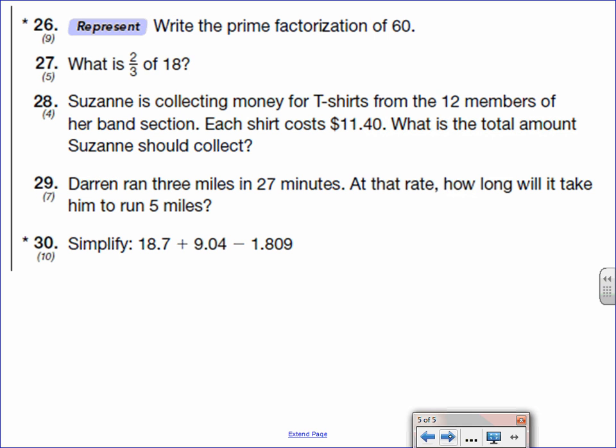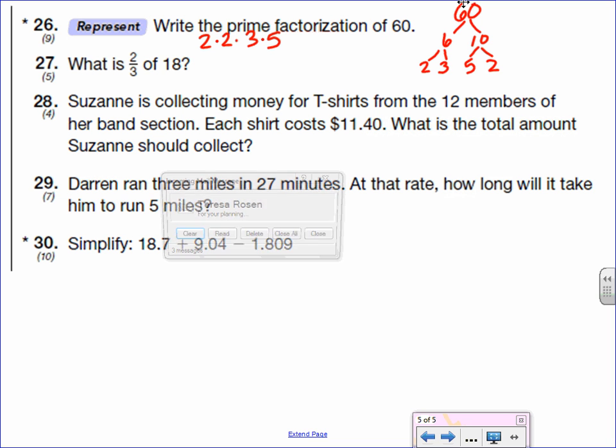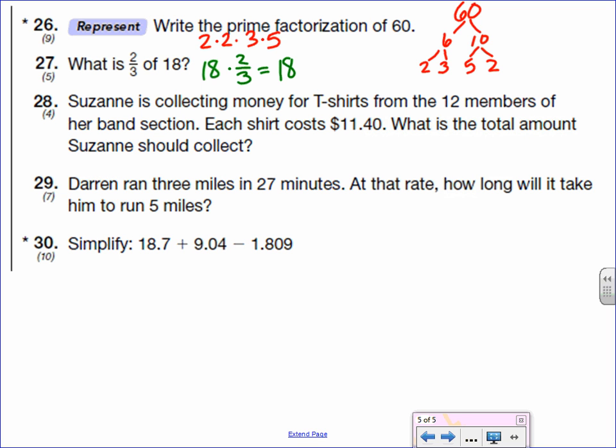Write the prime factorization of 60. Well, again, to do that, you do a factor tree. 6 times 10 would work. 6 has factors of 2 and 3, and 10 has factors of 5 and 2. So the prime factorization would be 2 times 2 times 3 times 5. What is 2/3 of 18? That means multiply 18 times 2/3, which means 18 times 2 divided by 3. 18 times 2 is 36, divided by 3 is 12.